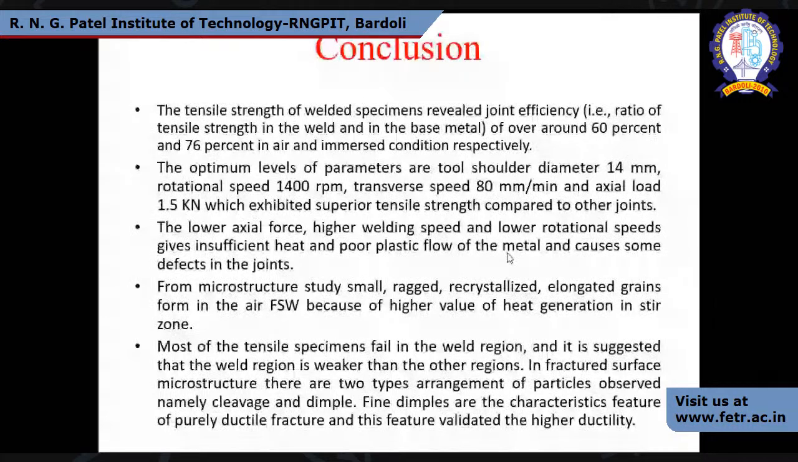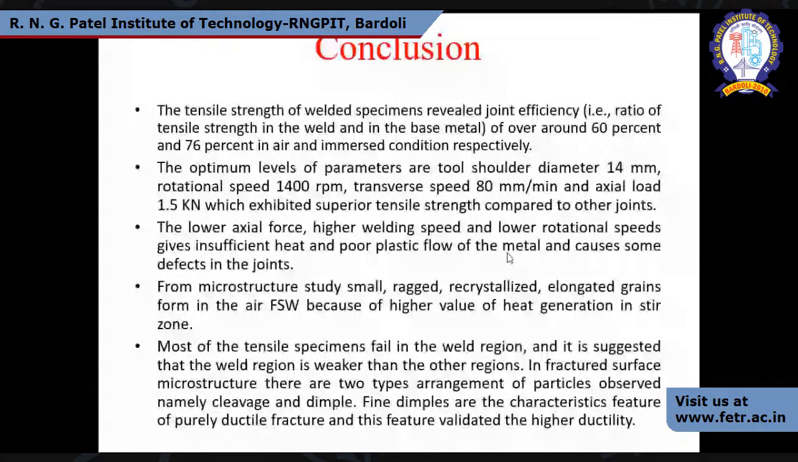When we go through this experiment, we find that whenever we apply a lower axial force, a higher welding speed and a lower rotational speed, it gives insufficient heat and poor plastic flow of the metal, and it can cause some defects in the joint. One defect we already know: at the end of the joint we can find a pin or a point. Other defects can also be found in this particular size.